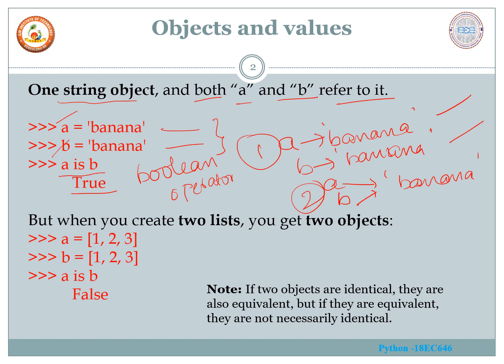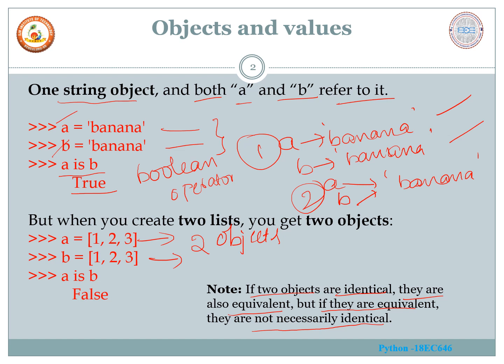Here Python only created one string object, and both A and B refer to that string value. But when you create two lists, you get two objects. So how many objects are you creating now? You are creating two objects. Note that if two objects are identical, they are also equivalent. But if they are equivalent, they are not necessarily identical.